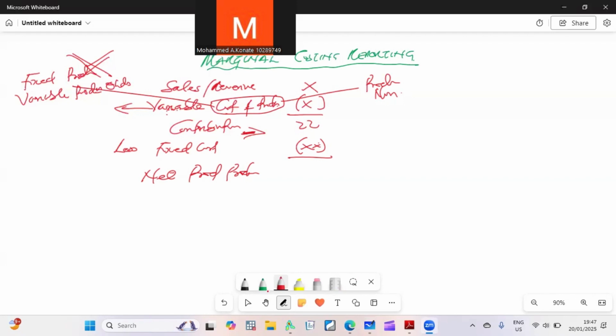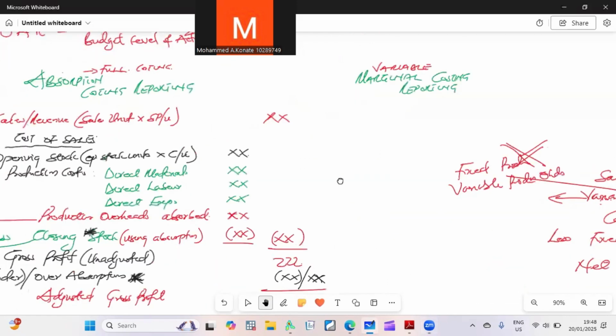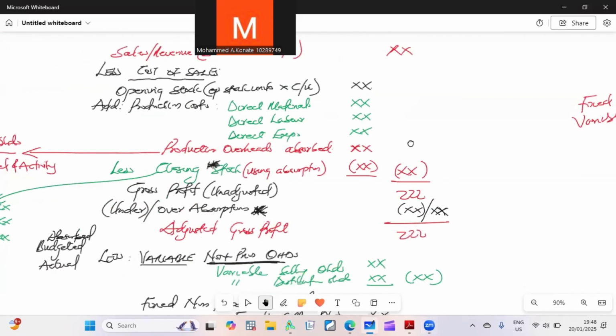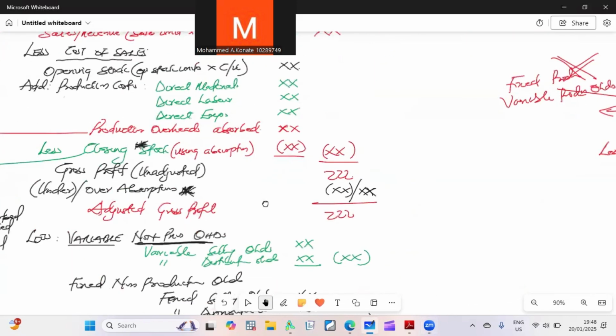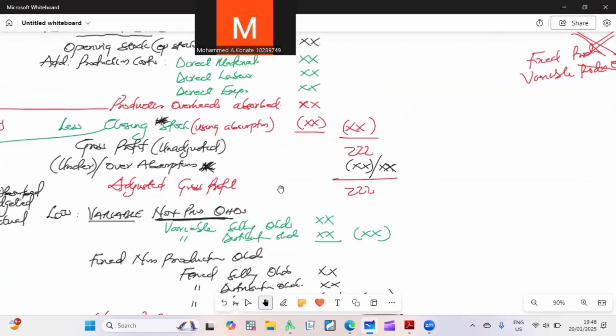Now, I think I still have the absorption. When you go to the absorption, this thing we did, we had here the production overhead. Here, it included the fixed and the variable. And we came here, we said variable non-production overhead.